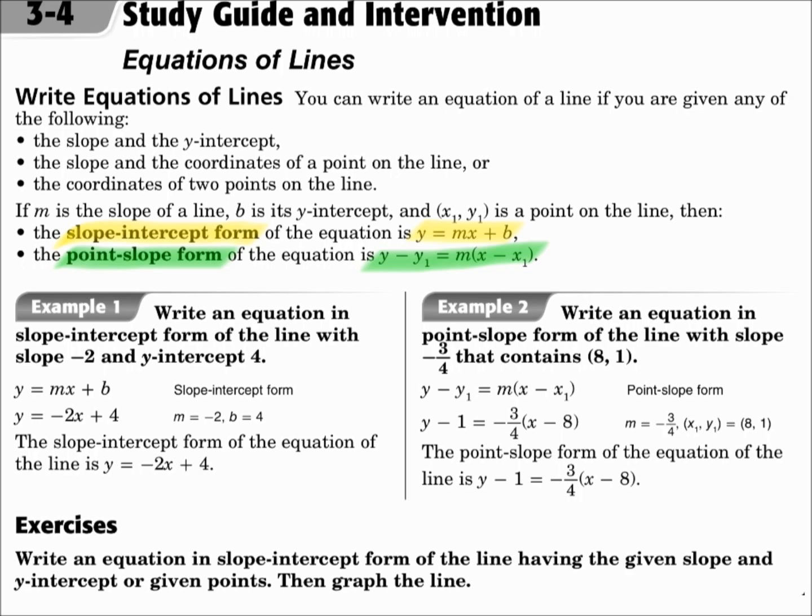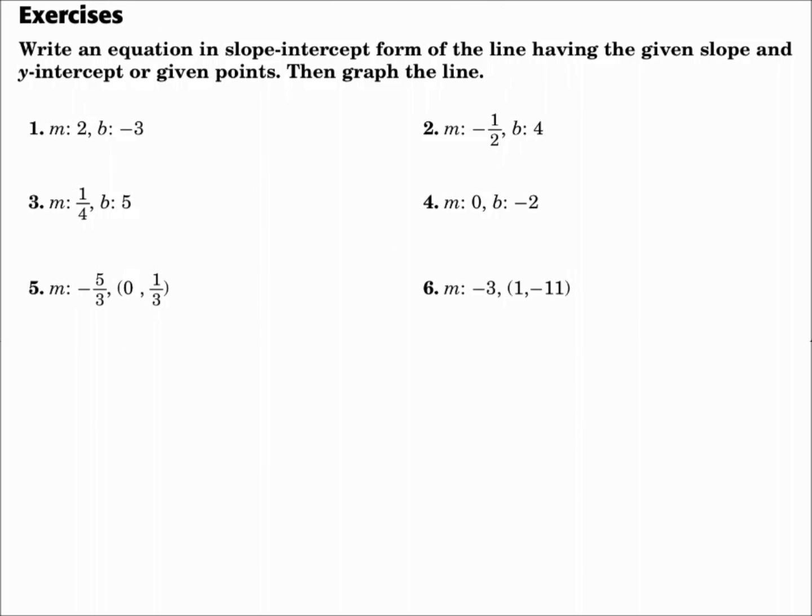Make sure your answers are in simplest form. Don't have 0 times something or something plus 0 or 1 times something or any minus and negatives. Always change it to simplest form. Write an equation in slope-intercept form of the line having the given slope and y-intercept or given points. Then graph the line.